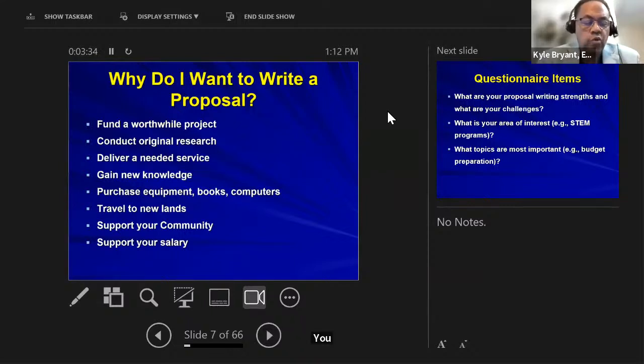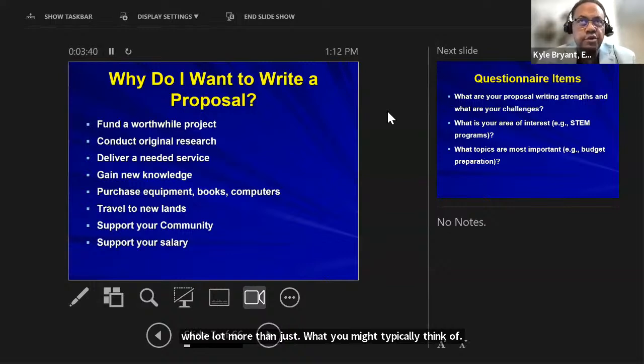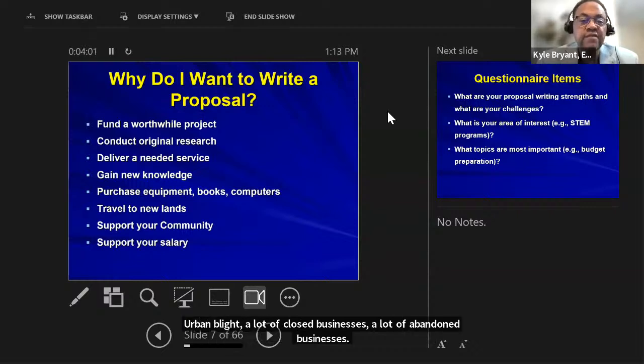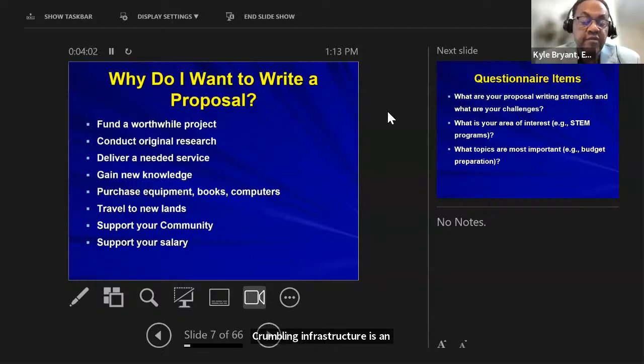deals with a whole lot more than just what you might typically think of as the environment, like plants and animals and nature and global warming and things like that. But the environment can be the built environment. What we're talking about here are communities that have urban blight, a lot of closed businesses, a lot of abandoned businesses. Crumbling infrastructure is an environmental issue because it has a public health implication.